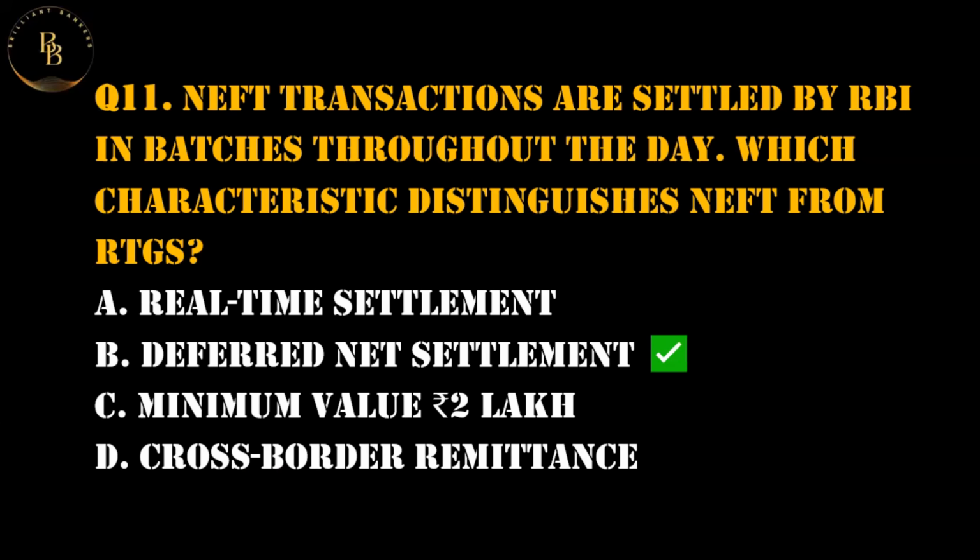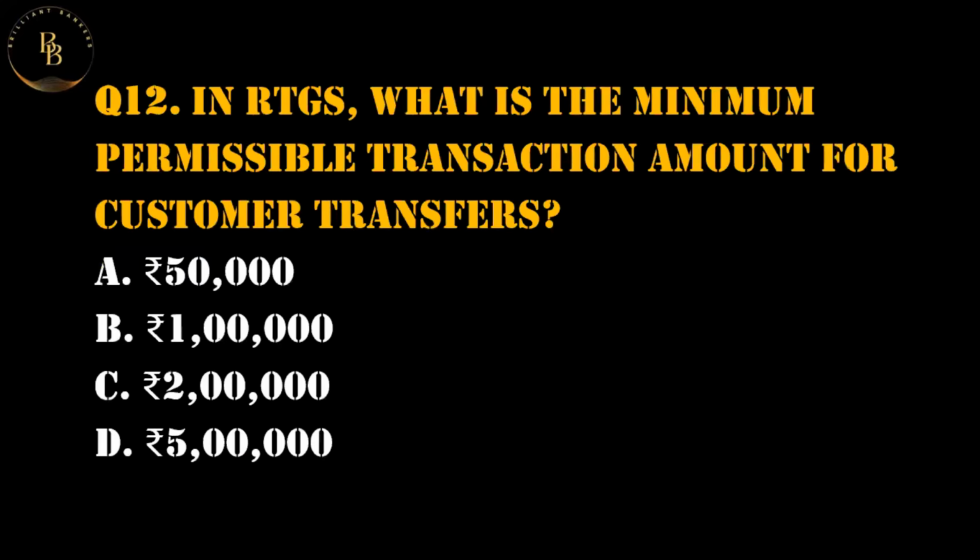NEFT uses the deferred net settlement, where transactions are processed in half-hourly batches, unlike the RTGS, which is continuous and a real-time settlement system. It also has a minimum value of 2 lakh. Coming to question number 12. In RTGS, what is the minimum permissible transaction amount for the customer's transfer? We had discussed the same in the previous question. It is 2 lakh. Option C, 2 lakh.